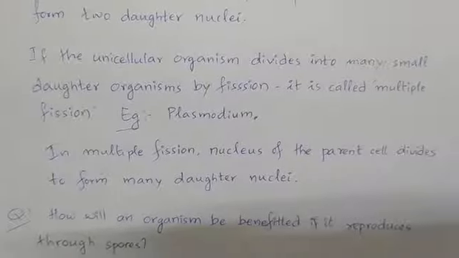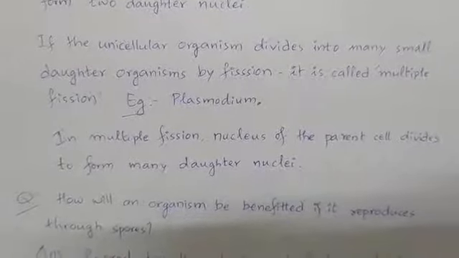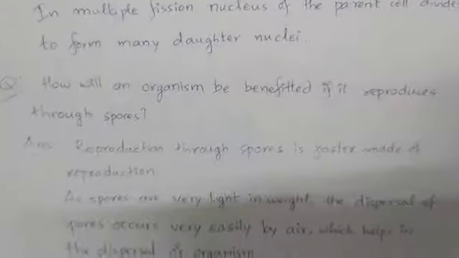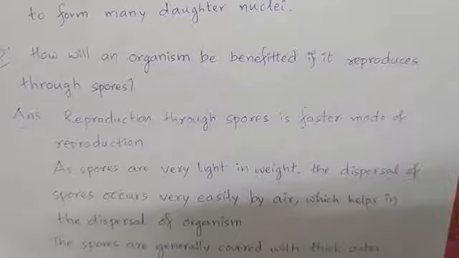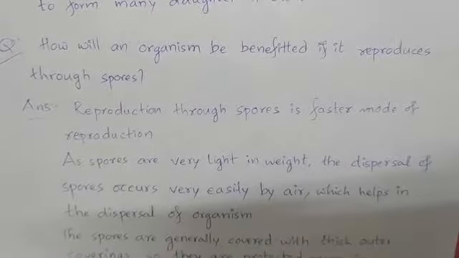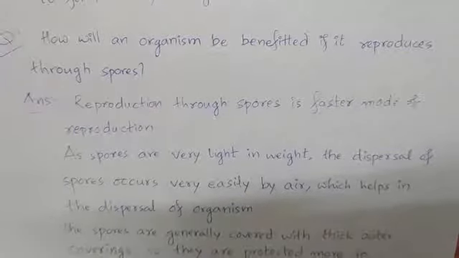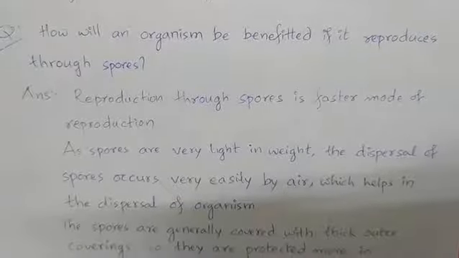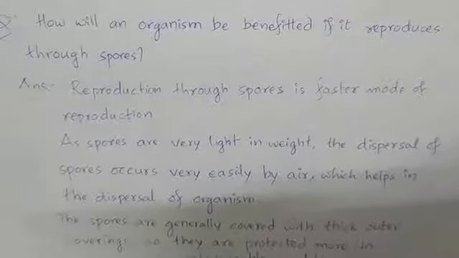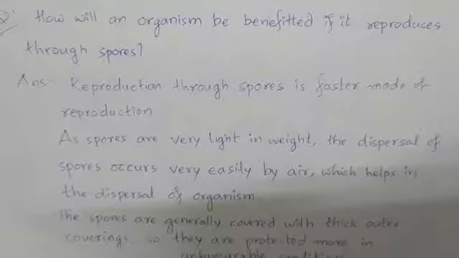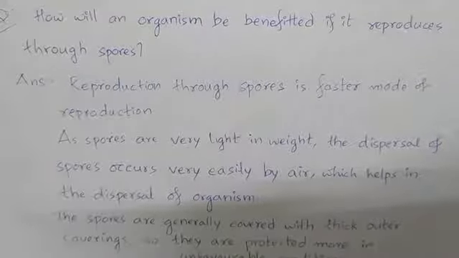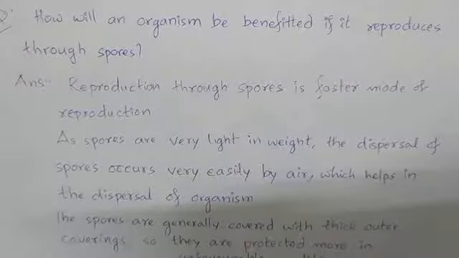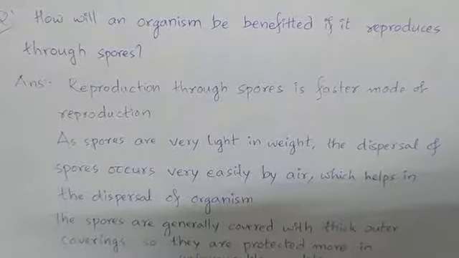Right. How will an organism be benefited if it reproduces through spores? Some organisms reproduce through spores. Then how will the organism benefit if it is reproducing through spores? Reproduction through spores is especially a faster mode of reproduction. So by the spore formation method, the organism will be able to divide faster and produce offspring faster. And spores are generally light in weight, so they get dispersed very easily through air.